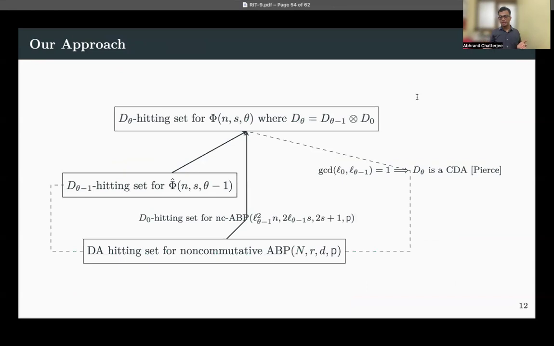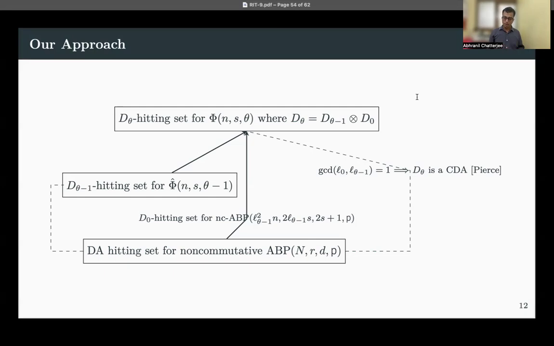In the base layer, we have a division algebra hitting set for arbitrary non-commutative ABPs, invariant non-commutative ABPs with order D many layers. And also we crucially use a special prime P such that the dimension of the matrices of the hitting set is some power of P. So why do we need that? We're coming to that.